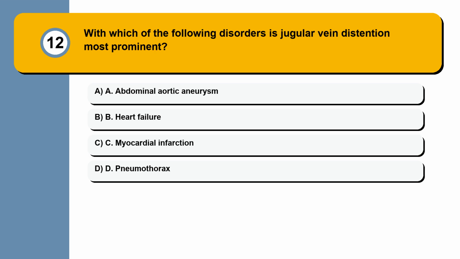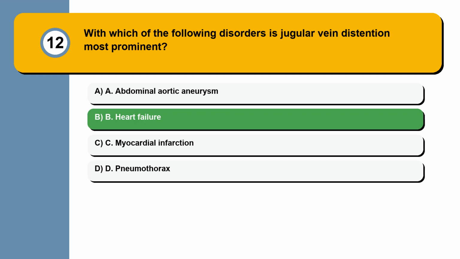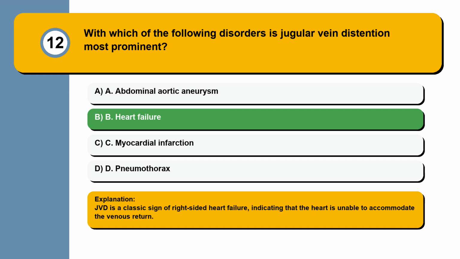Question 12. With which of the following disorders is jugular vein distension most prominent? A. Abdominal aortic aneurysm. B. Heart failure. C. Myocardial infarction. D. Pneumothorax. JVD is a classic sign of right-sided heart failure, indicating that the heart is unable to accommodate the venous return.